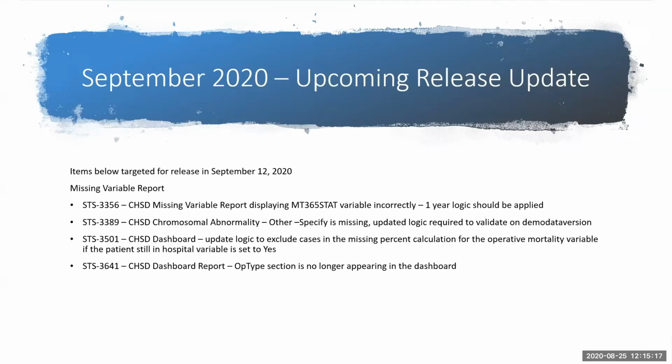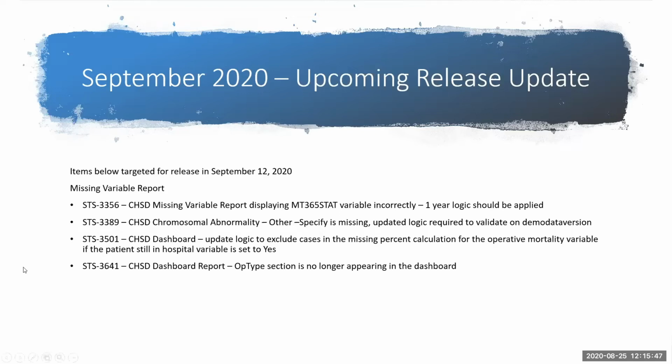3389, for this one, the other specify field, when other is selected for chromosomal abnormality, was triggering as missing even when the genes with identified abnormality field was filled out. And so on the current version, that gene data element should satisfy the other specify for chromosomal abnormality, and that will be updated so that it does not get flagged against you as missing when the gene field is answered.